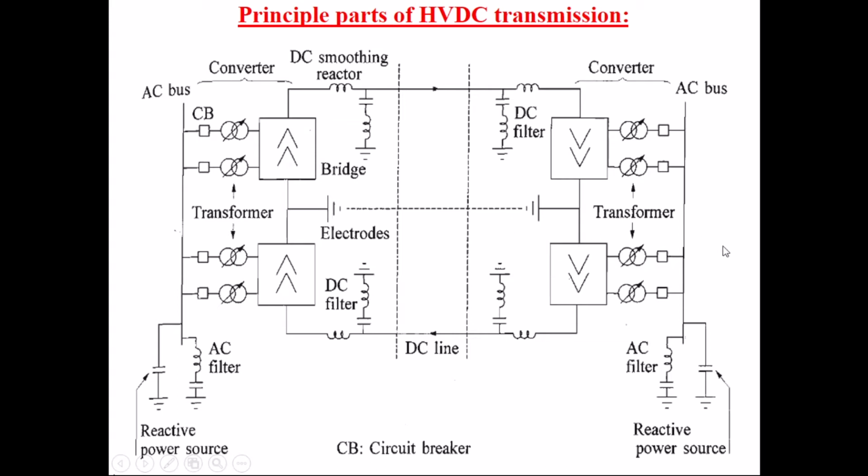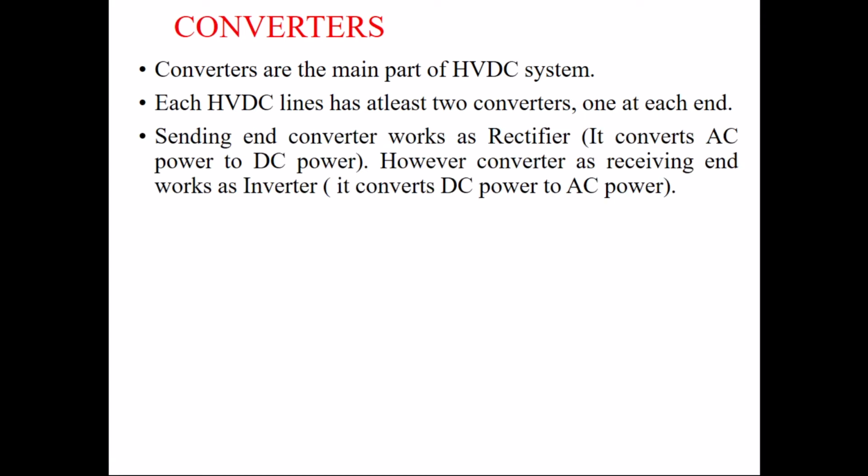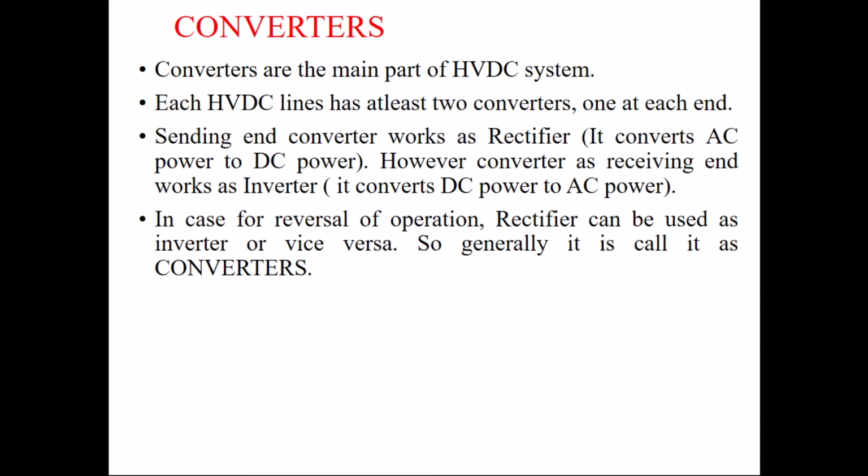Here, suppose there is a generation and you want to transfer the power from this bus to this bus, then this converter can work as a rectifier and this converter can work as an inverter. So that's why we give the common name to all these converters, because any converter can work as a rectifier as well as an inverter. The converter at the sending end where the power is transferred works as a rectifier, and the converter at the receiving end works as an inverter, which converts the DC into AC power. As I already told you, in case of reversal of operation, a rectifier can be used as an inverter or vice versa. That's why we call it a converter.